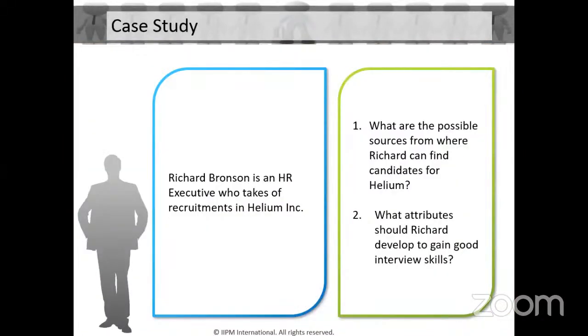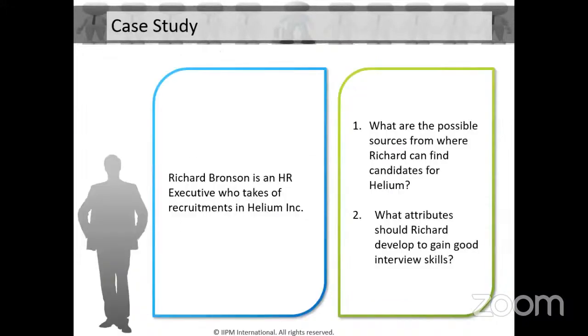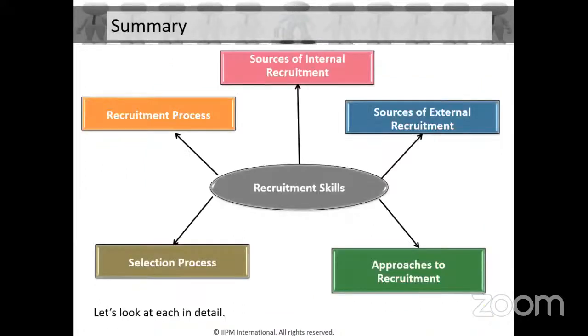So we have a final case study. Richard Bronson is an HR executive who takes care of recruitment in Helium Incorporated. What are the possible sources from where Richard can find candidates for Helium? And we have taken care of that, right? We've talked about the internal and the external. And what attributes should Richard develop to gain good interview skills? We've talked about the interview skills already in the practice. And I'd like us to practice more case studies, okay?